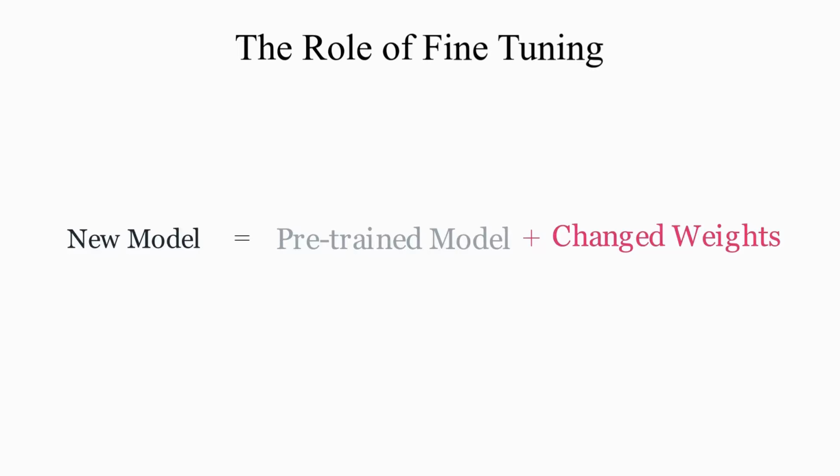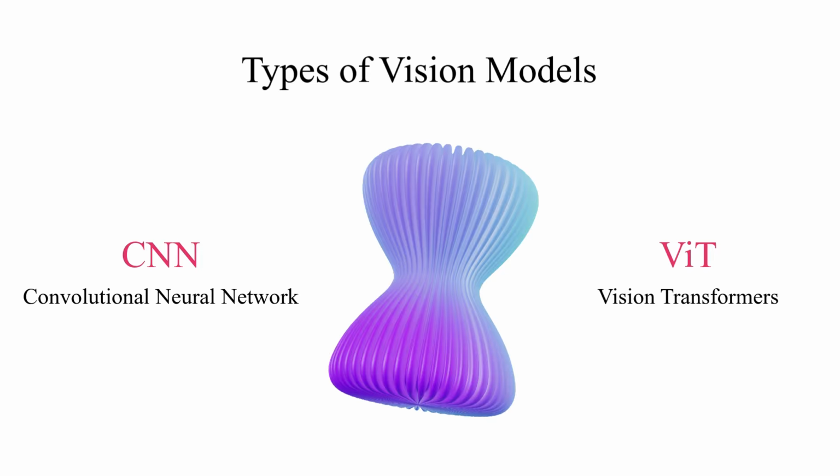And in this video, I want to show you two types of vision model that we will fine-tune: CNN and its ResNet version, as well as the ViT. But first, let's go into CNN, the Convolutional Neural Networks.